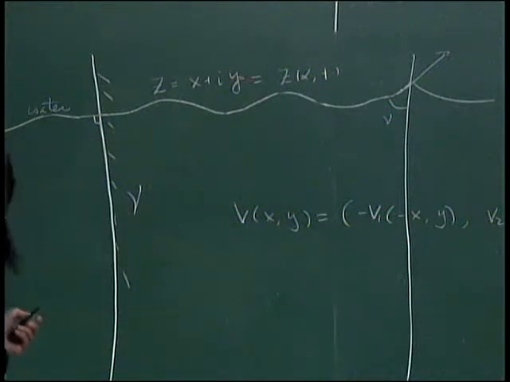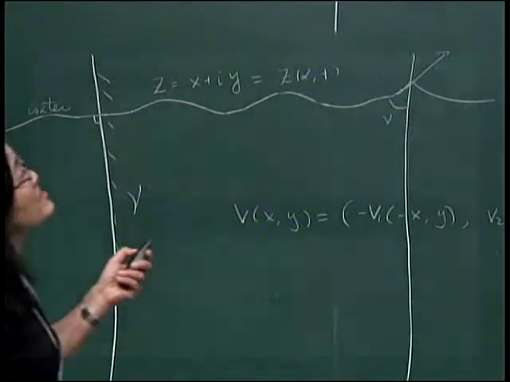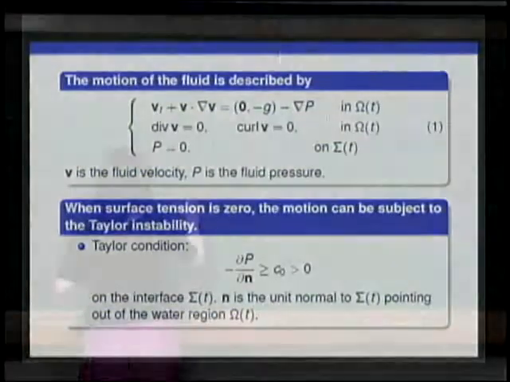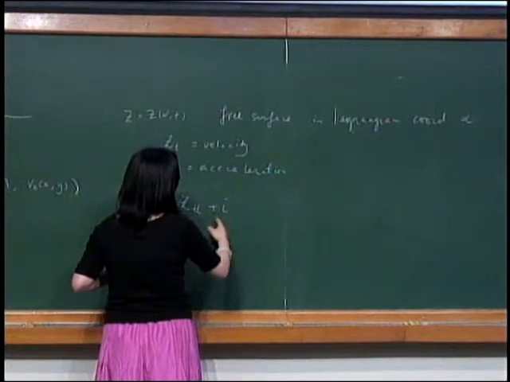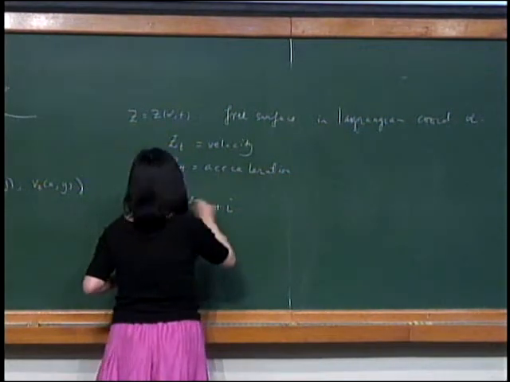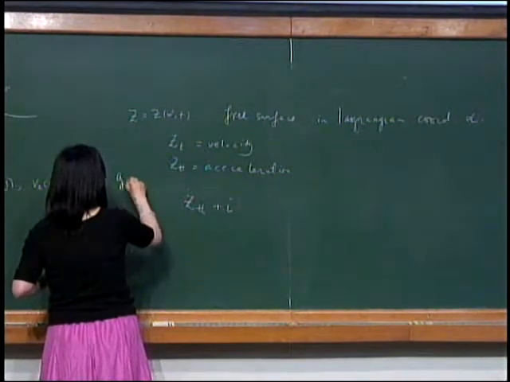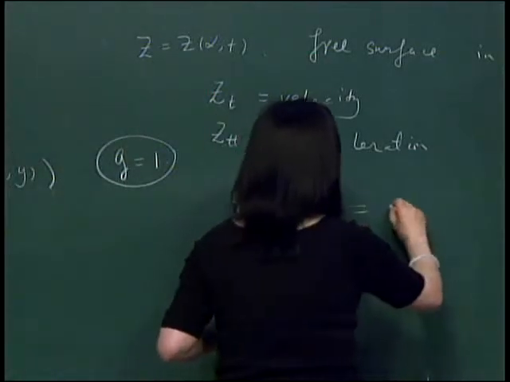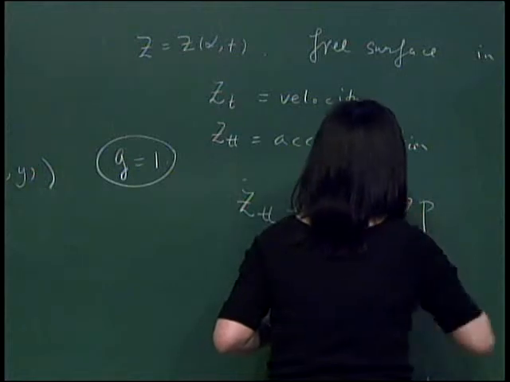Okay, so in complex coordinates, the gravity becomes negative i, right? So g, let's say, call it 1, okay? So this equation, the Euler equation, becomes Z_tt plus i. This i is the gravity, okay? So g is 1 here. So we take the gravity equal to 1, and this is equal to minus gradient P, okay?